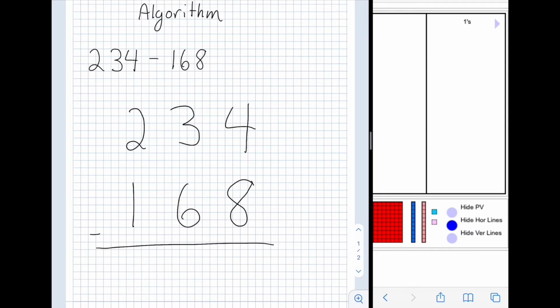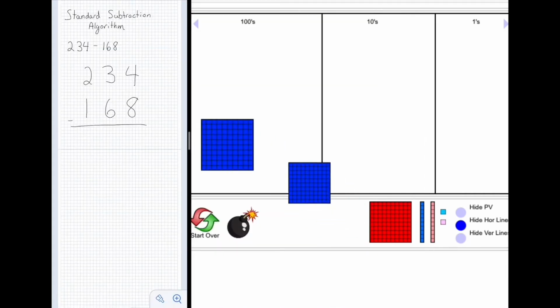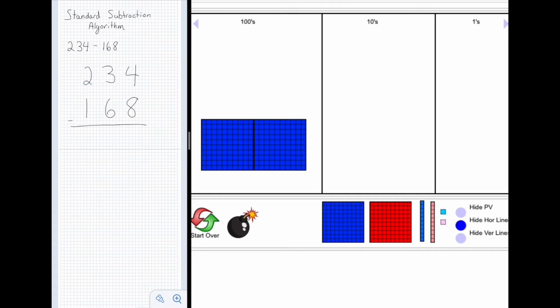Let's go ahead and model this. Unlike the addition algorithm, I'm only going to model the top number, the minuend. I'm going to put 234 in here. With addition, I was combining and forming groups of 10, but now with subtraction, I'm going to be taking my groups of 10 apart, and I'll actually be taking away. So I'm taking away from 234. So in this case, I'm only going to show the 234.